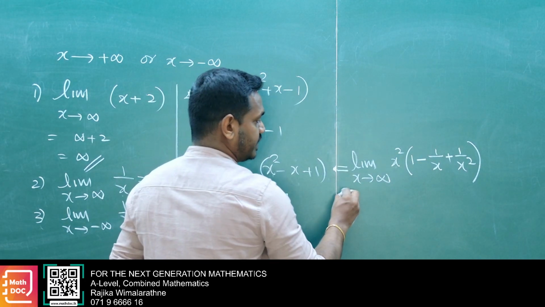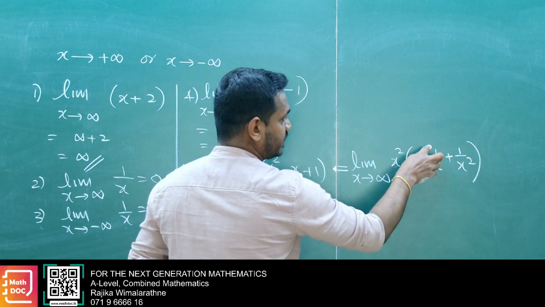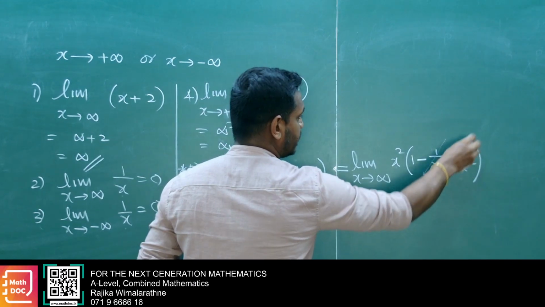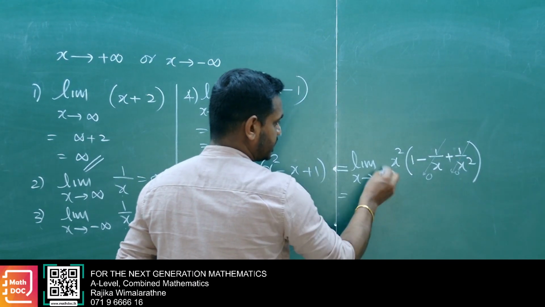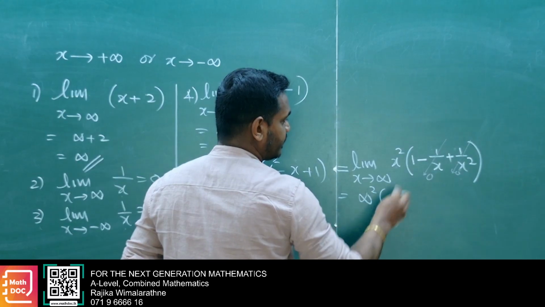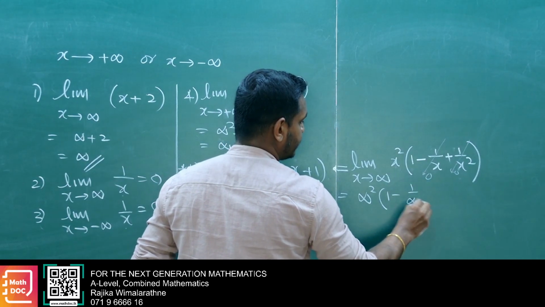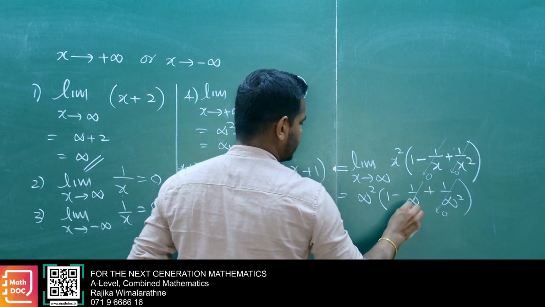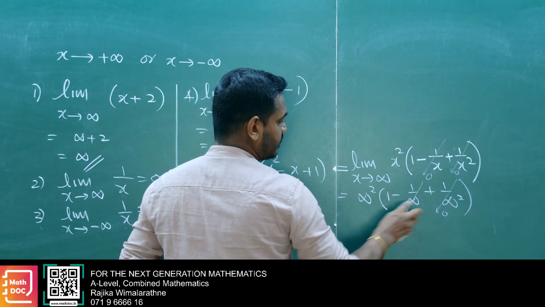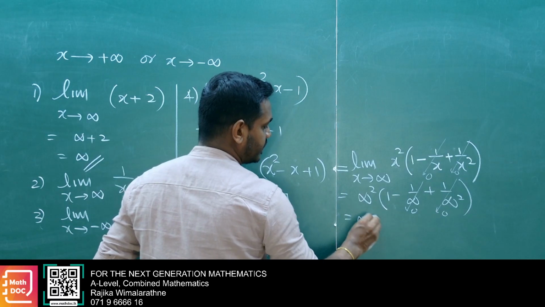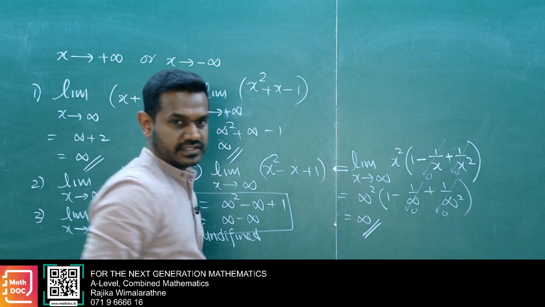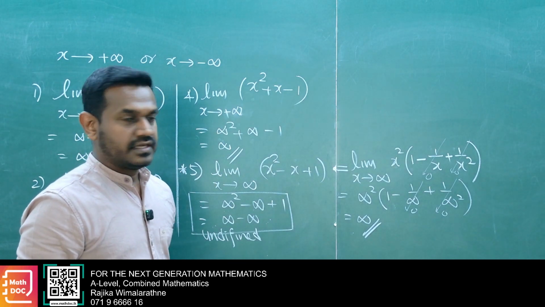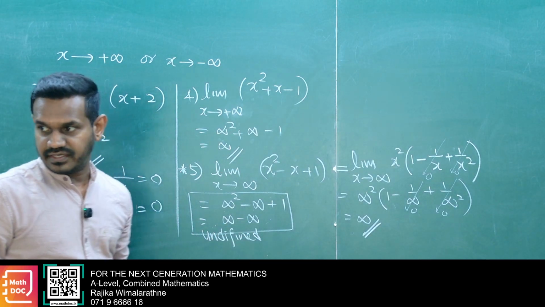Now you substitute infinity, then 1 over infinity goes to 0, 1 over infinity square goes to 0. Then substitute infinity square, 1 minus 1 over infinity, 1 over infinity square. Now this part is 0, this part is 0. Then 1 minus 0 means 1, 1 times infinity square, infinity. That's how we evaluate. Then here is another technique, a different case of evaluating a limit.